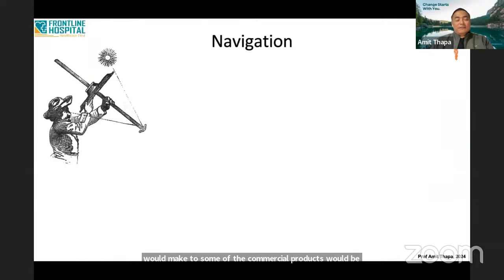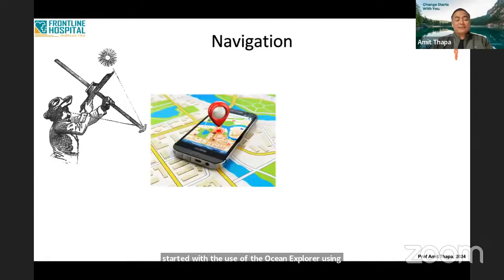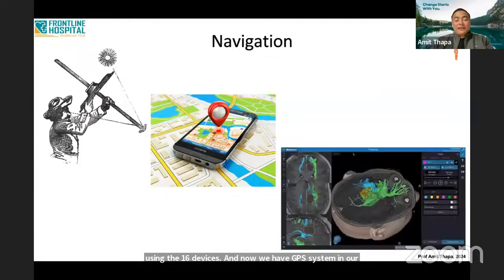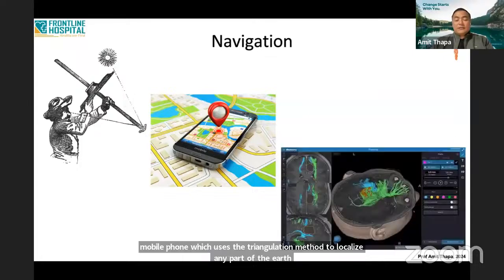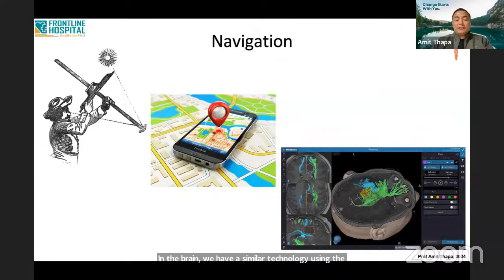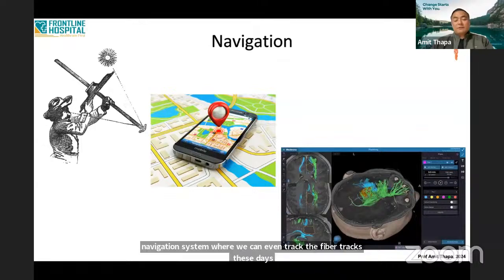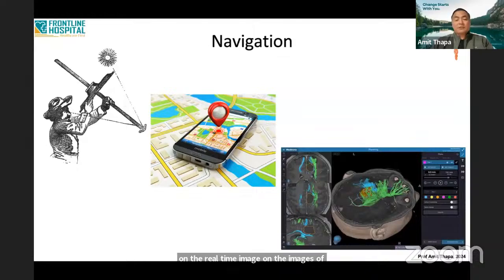We all know that navigation started with ocean explorers using the polar star as well as the sun as coordinates, using devices. Now we have the GPS system in our mobile phone, which uses the triangulation method to localize any part of the Earth. In the brain, we have similar technology using the navigation system, where we can even track the fiber tracts these days on the real-time images of the patient, on the patient's head, as we are operating on the patient.